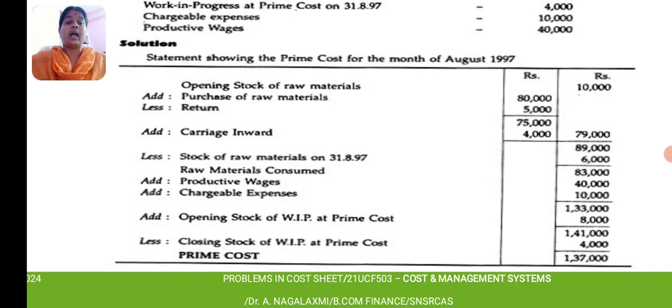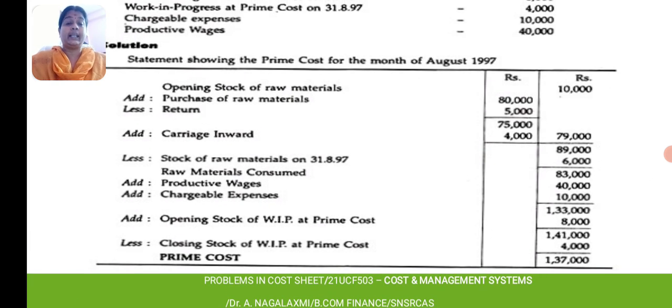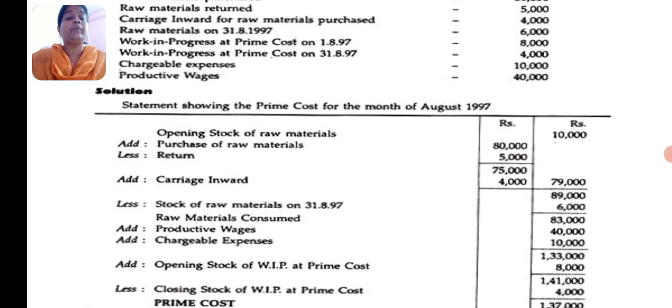With that, we have to add productive wages and chargeable expenses. Productive wages is nothing but direct wages or direct labor, and the chargeable expenses is nothing but the direct expenses. If we add those two, that is 83,000 plus productive wages 40,000 plus chargeable expenses 10,000, we get 1,33,000. Here they have given the information that work in progress at prime cost on 1/8/97 is 8,000, that is opening stock of work in progress at prime cost.